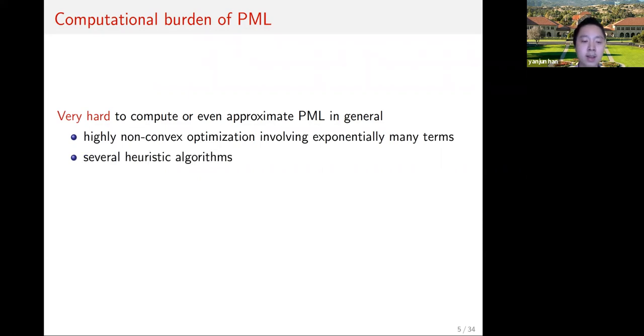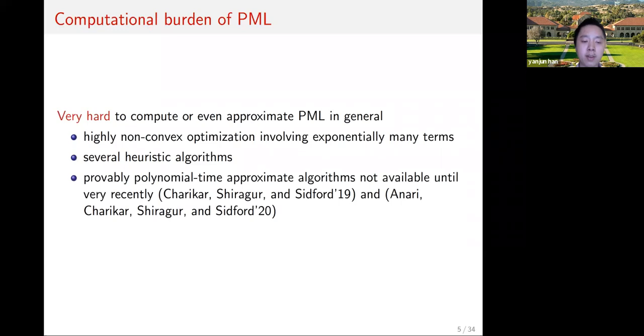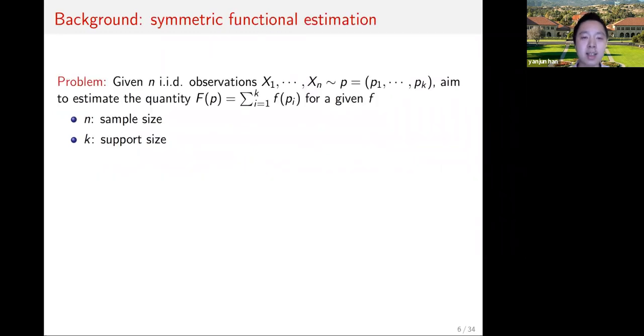And over the years, there have been several heuristic algorithms to approximately compute the PML. But it was not until very recently that people found provably polynomial time approximate algorithms for the computation of PML. Now, given that the PML is so hard or so non-trivial to compute, and it seems so unnatural because it is very different from the empirical distribution, then why do people care about the PML? The main application of the PML is actually on symmetric function estimation, which we will slightly switch our gaze and focus on for now.